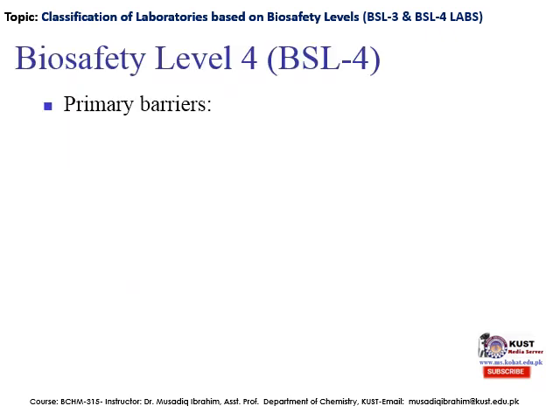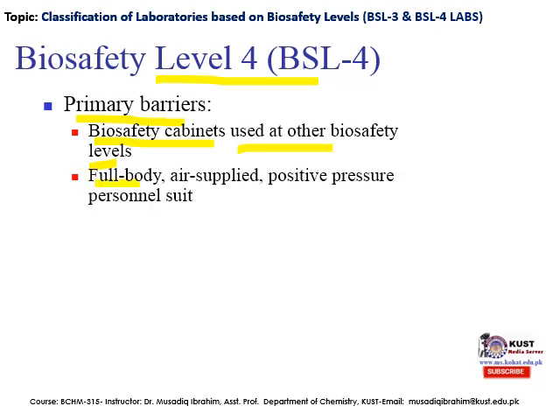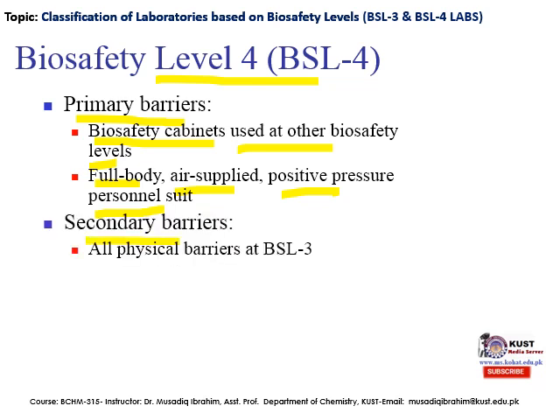Now moving towards the BSL-4 lab, the primary barriers are introduced in order to avoid direct contact between the biological hazardous agent and the personnel working in the BSL-4 lab. For this purpose, the biosafety cabinets which are used at other biosafety levels are also used in the BSL-4 lab. A full body air supplied positive pressure personnel suit is also worn by the lab worker when working in BSL-4 labs. Now coming towards the secondary barriers, all physical barriers which are present in BSL-3 labs are also present in the BSL-4 lab.